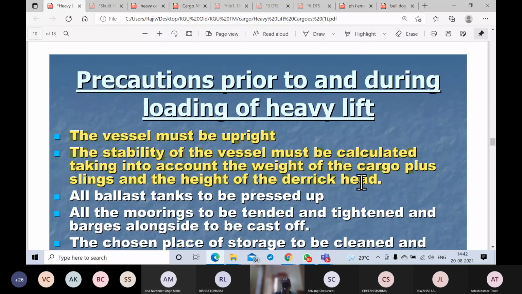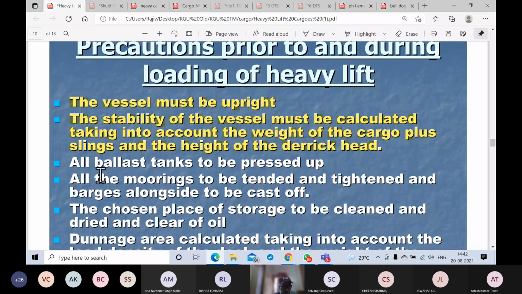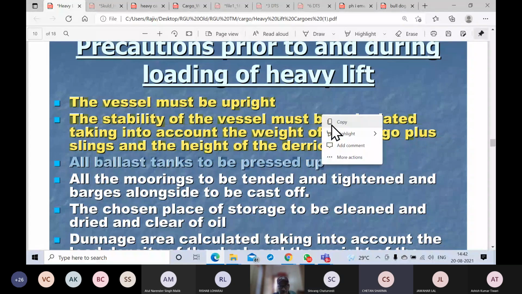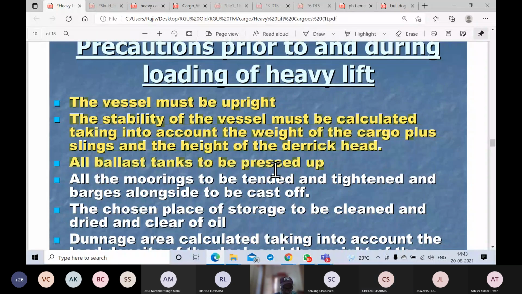What about this point? Can somebody have an interaction with me? All ballast tanks to be pressed up. Sir, to avoid the free surface effect, FSC, in any tank, sir. To avoid the free surface effect. Absolutely right. Either they should be pressed up, filled up fully, or they should be completely slack. No midway, to avoid any free surface moment caused by slack tanks. FSC.